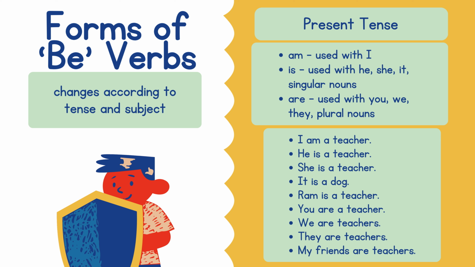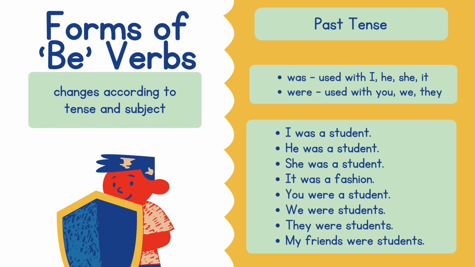I am a teacher. He is a teacher. She is a teacher. It is a dog. Ram is a teacher. You are a teacher. We are teachers. They are teachers. My friends are teachers. As you can see, the form of the be verb changes depending on who or what we are talking about. This simple variation is crucial for subject-verb agreement, which ensures that your sentences are grammatically correct.